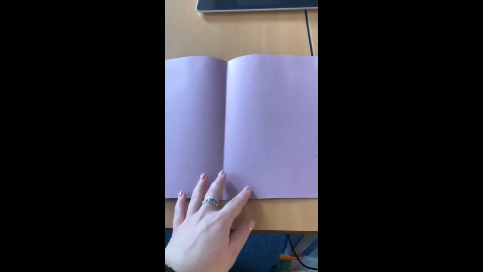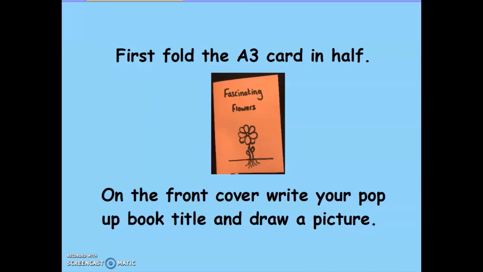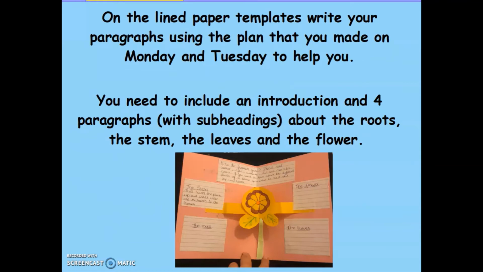You will have noticed in your pack that you've been given a folded piece of card. If it isn't folded, fold it now. This will be your pop-up book. The front of this folded piece of paper is going to be your front cover. On your front cover, you need to write your title that you included in your plan on Monday and draw an illustration so that the audience who are going to read your pop-up book know what it is about. When you have finished your front cover, you need to open up your pop-up book and we're going to start with the writing.